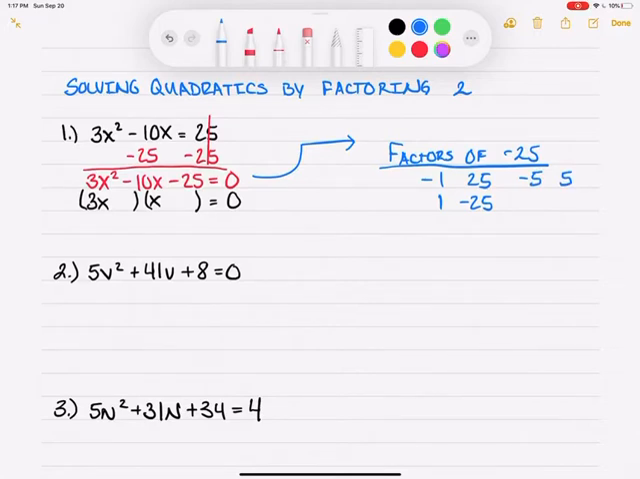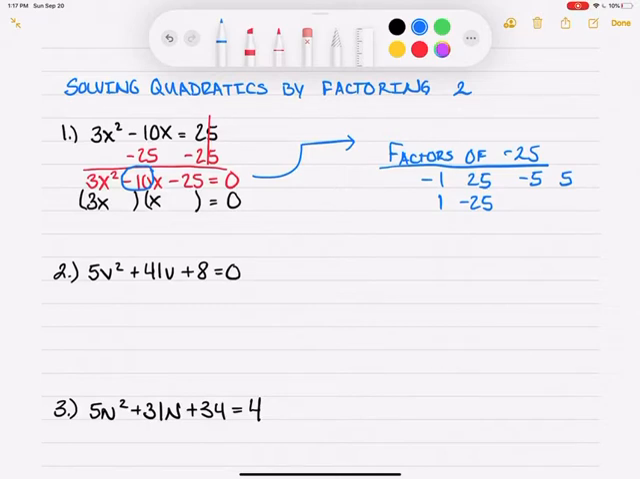Now, I'm not going to use 25 because that's going to be too large of a number whether I put it inside or if I put it outside. If I put it outside, I'm going to have to multiply it by 3, and that's going to be 75. If I put it inside, it's going to be 25, and it's still going to be too large. I need my middle term to be negative 10.